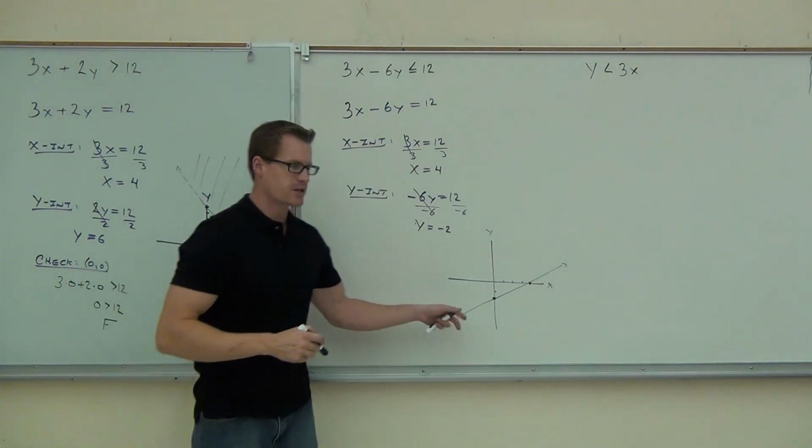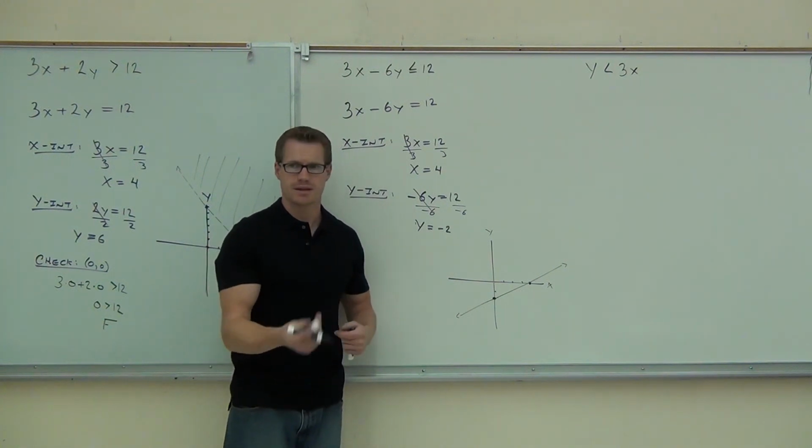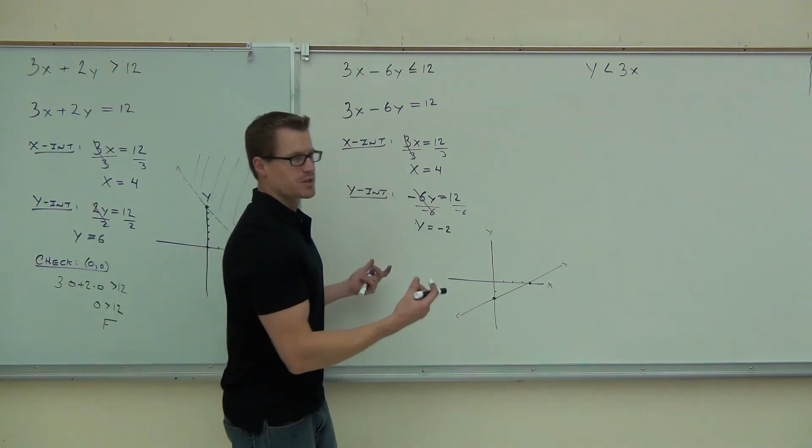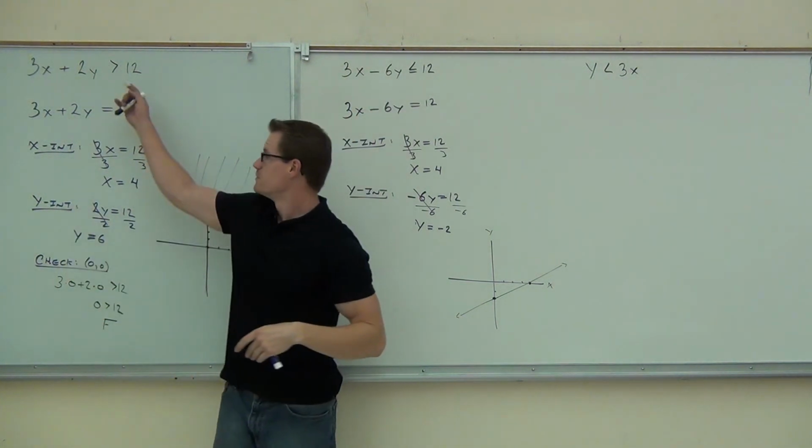Do I need to make that a dashed line, or do I leave it solid in this case? Good, that's worth a couple points on your test. You know that that's a solid line versus a dashed line. It's pretty easy to tell, right? We just go right up here. If it's equals, keep it solid. If it's not, make it dashed.